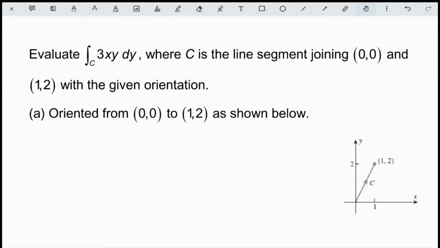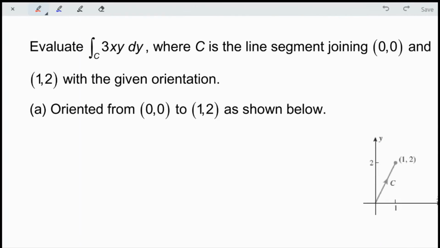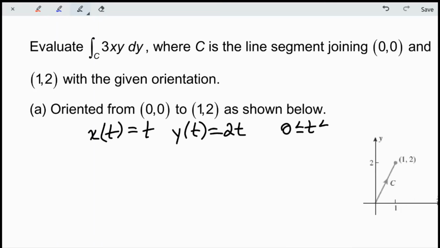We need to get the parametric forms for x and for y, and we also need to have what we're going to do with our t's. What's our constraint for the t? Well, pretty straightforward here. My x of t is just going to be t. My y of t is going to be 2t because I'm moving twice as far with the same change. And my t values are just going to go from 0 to 1.